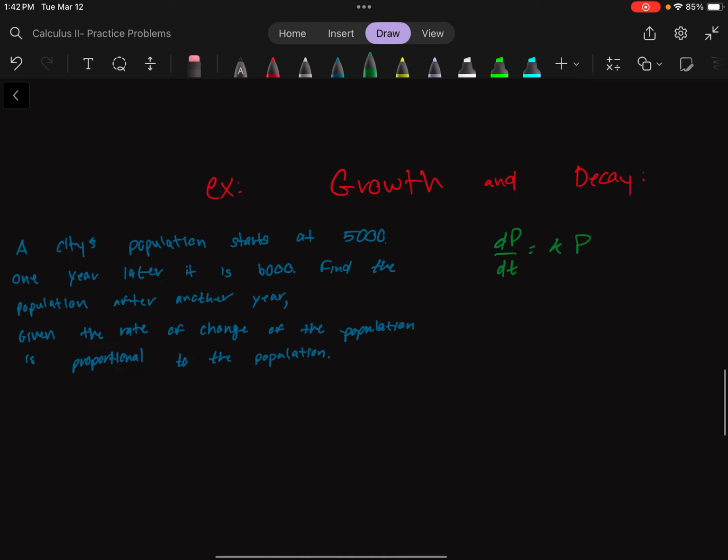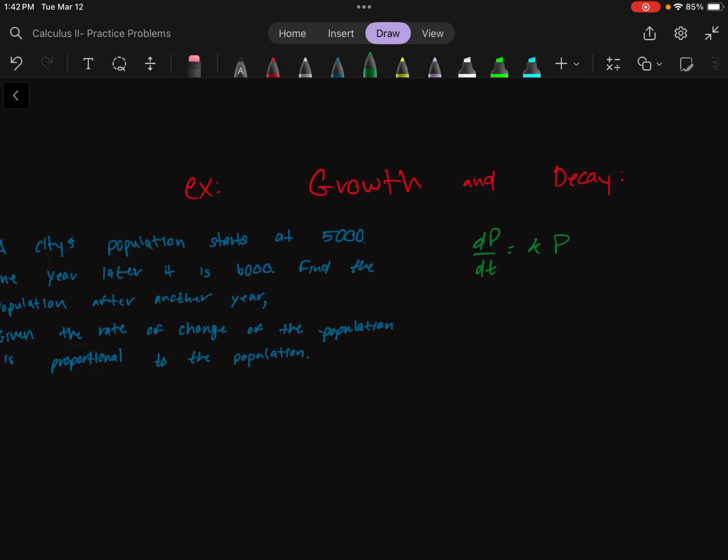This is a differential equation that now we can solve by multiplying both sides by dt. And we want to get all the p's to one side, so let's divide by p down here as well. And the dt's will cancel. Now we have dp over p equals k dt. We can integrate both sides and get ln of p equals kt plus c, where this c is the combined sum of the constants from both integrals. We looked at that too in the beginning of this series.